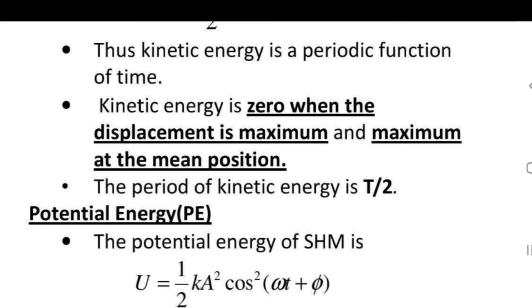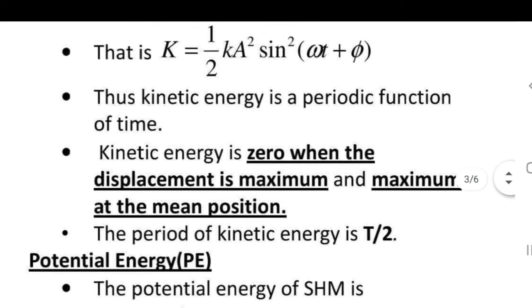And from the equation we can say that kinetic energy is 0 when the displacement is maximum, and it is maximum when it is at the mean position. So that is how kinetic energy is changing. That we can directly say from half mv square, because where v equals 0, the kinetic energy will be 0. So at the extreme position we know its velocity is 0, so kinetic energy will be 0.